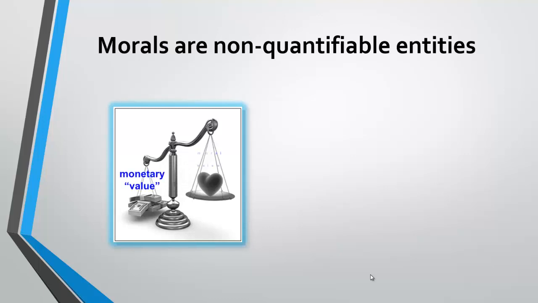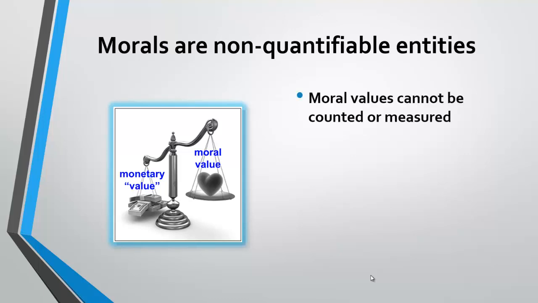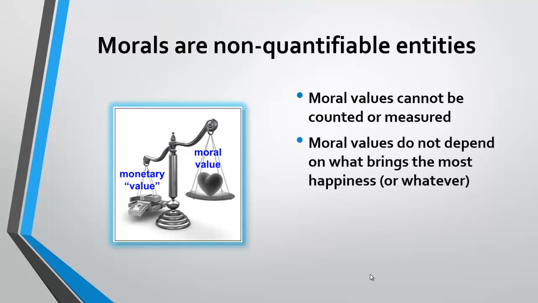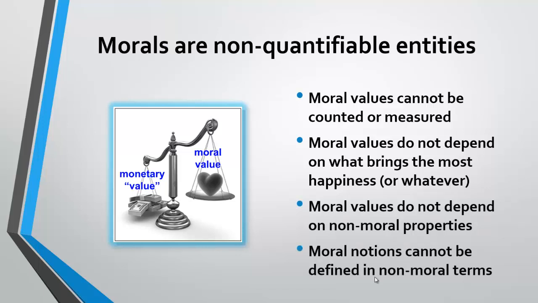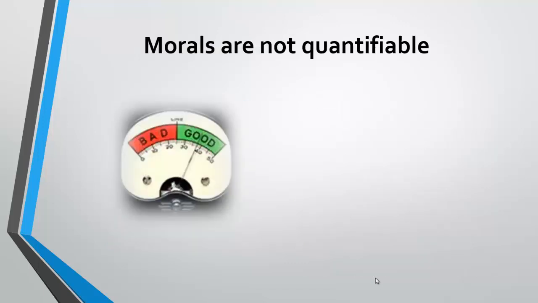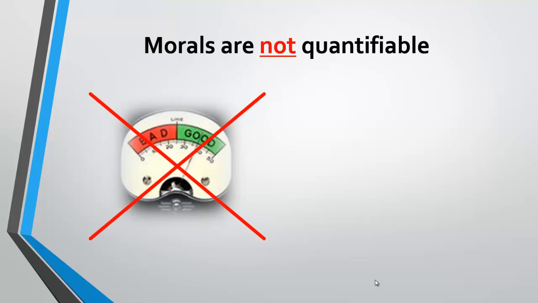So let us realize that morals are non-quantifiable entities. They cannot be weighed like monetary values can. They cannot be counted or measured. They do not depend on what brings the most happiness or whatever. They do not depend on non-moral properties, and we can never define them in non-moral terms. They are not quantifiable, so we cannot measure them on a meter.